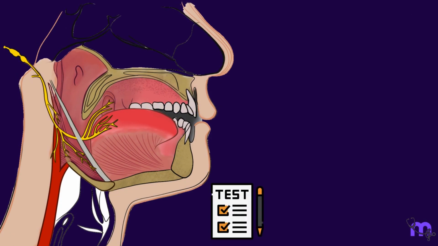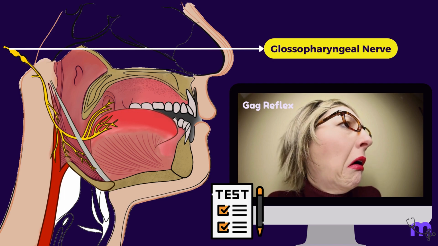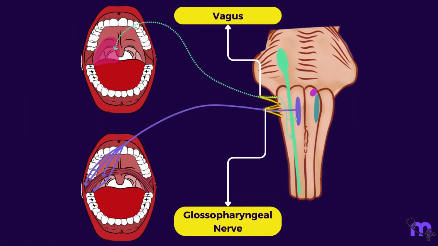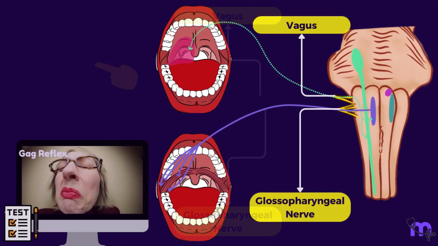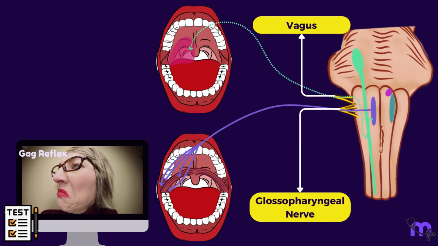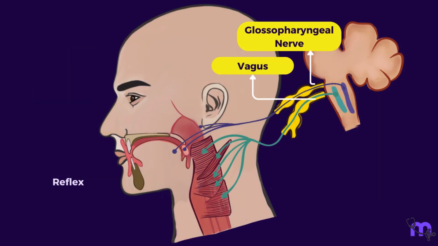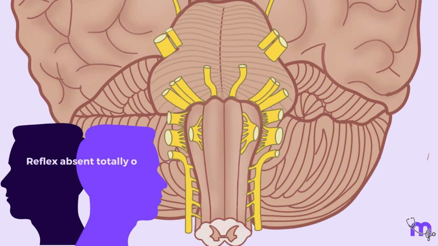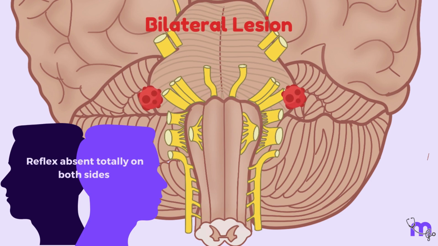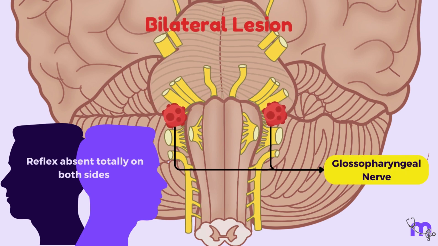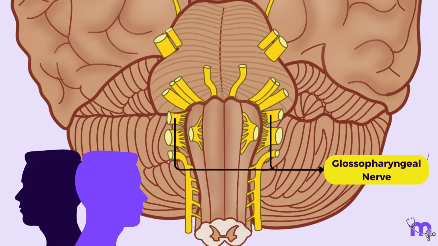One of the ways to test the function of the glossopharyngeal nerve is by the gag reflex. When we gently stimulate the posterior part of the tongue and throat, it should cause the patient to gag. This reflexive response is an indicator of a normal nerve. If this reflex is absent on one side, it suggests damage of the nerve on the same side. If the reflex is entirely absent, it suggests that the patient may have a bilateral lesion of the glossopharyngeal nerve. In simpler terms, both glossopharyngeal nerves might be affected.